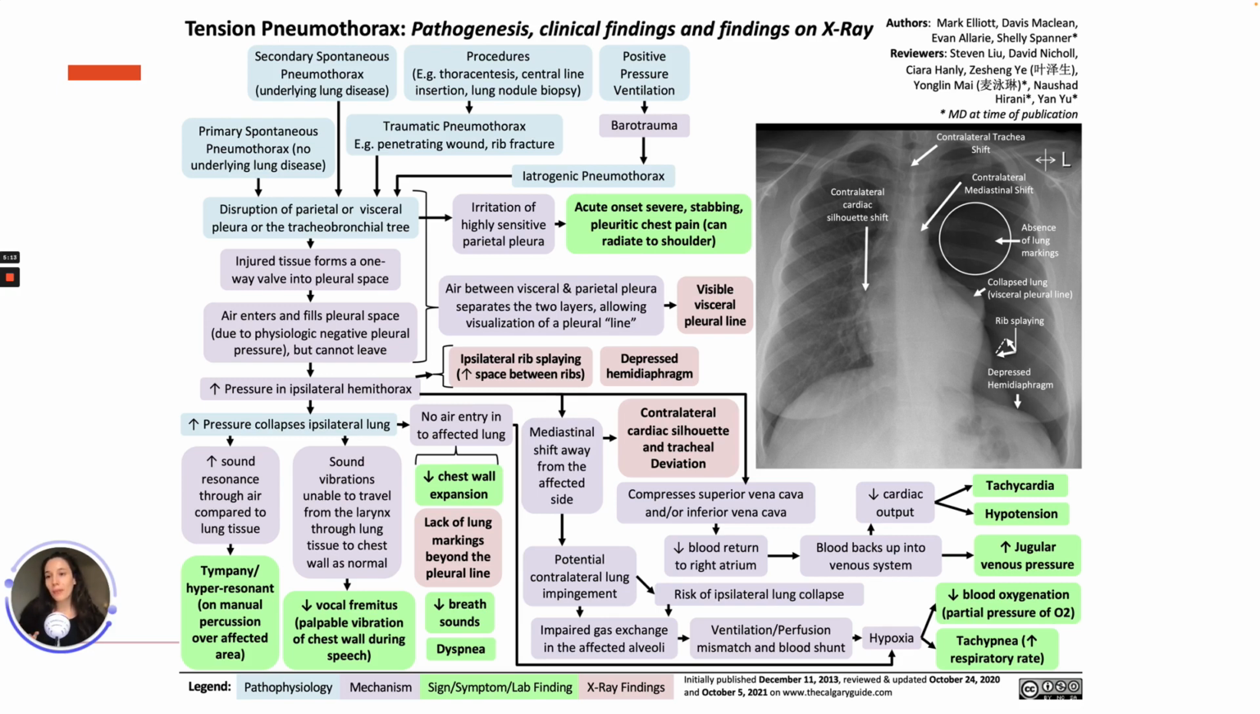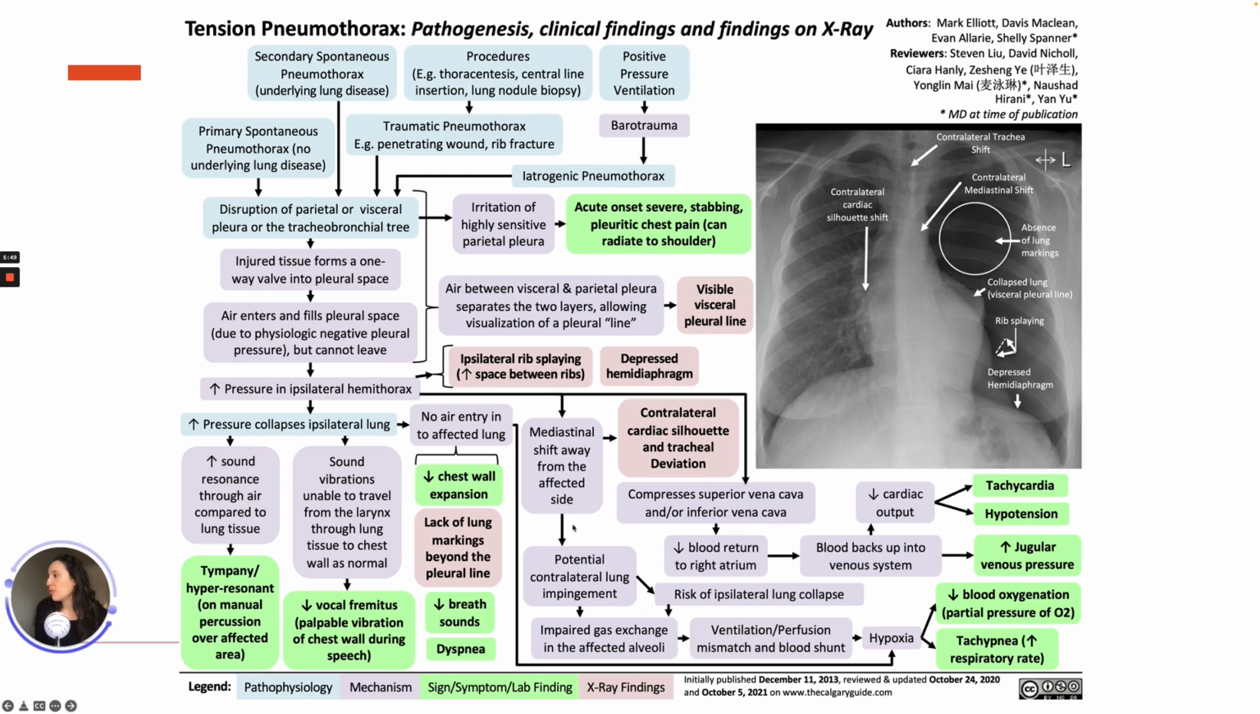And then we can see for signs and symptoms and lab findings, those are all going to be in green. So we can see why certain mechanisms lead to certain signs, symptoms, or lab findings. So, the no air entering in the affected lung here, we can see that that's going to lead to a decreased chest wall expansion. A lack of lung markings beyond the pleural line is something that we will see in the X-ray. You don't need to worry about that, but that's going to lead to decreased breath sounds and dyspnea.